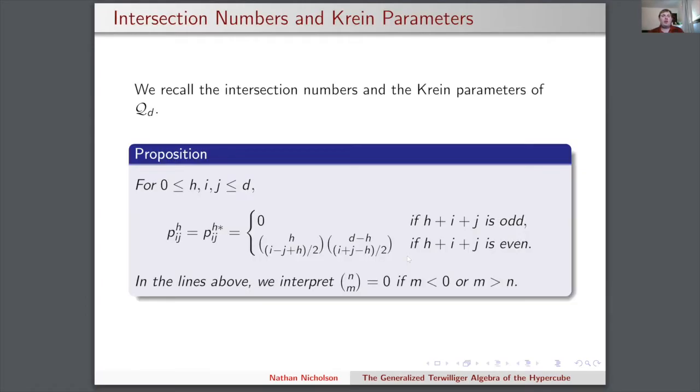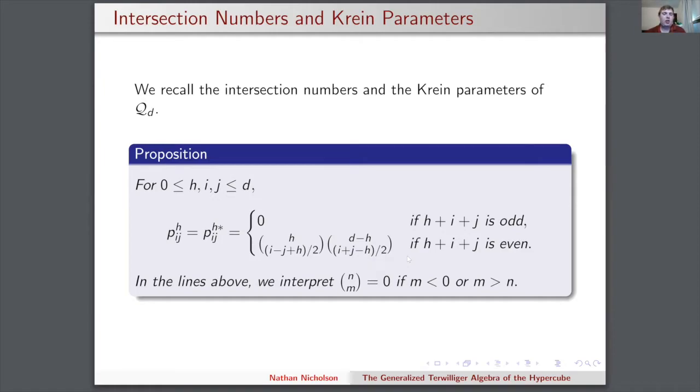We have some formulas below for the intersection numbers and the Krein parameters. It turns out they are equal, and they are the PHIJ and the PHIJ stars. They're equal to 0 if h plus i plus j is odd, and equal to a product of binomial coefficients if the sum of the indices is even.